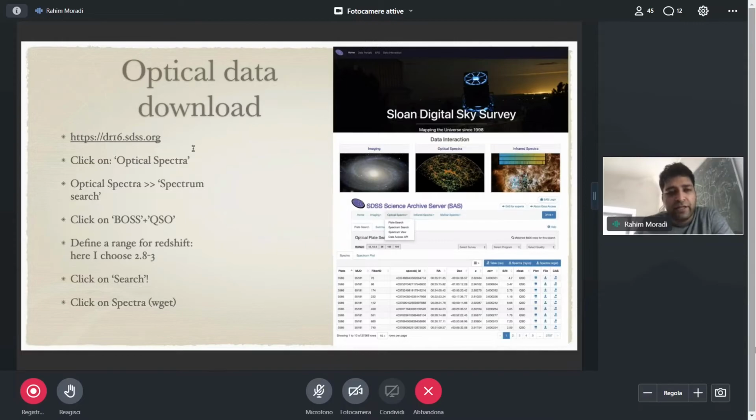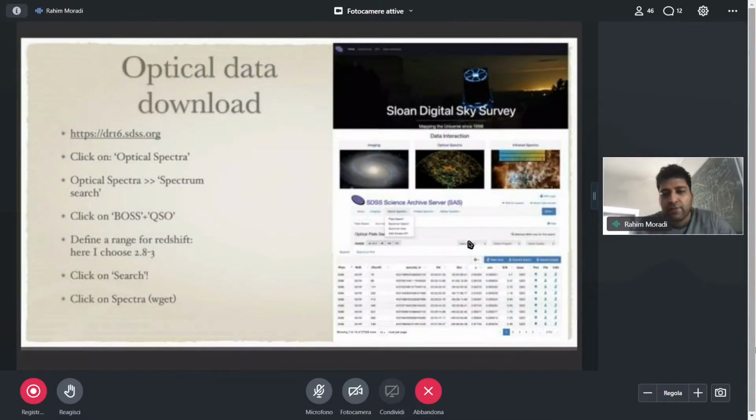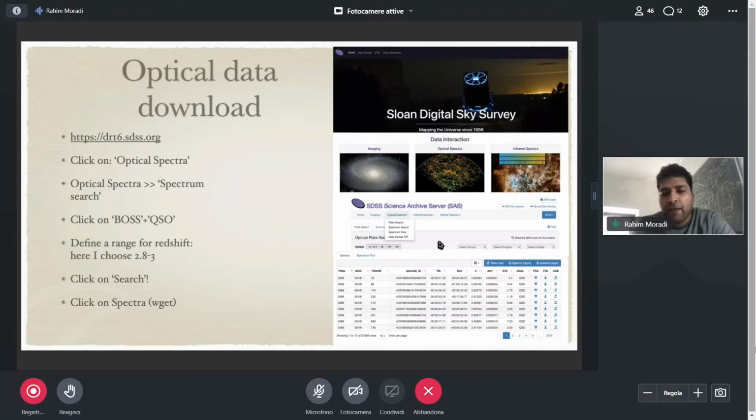How to download the data? First, we go to this website, and you would see this. There are many interfaces to do this, but to give you a hint, the dr16 sdss.org website opens such a page. Then there's optical spectra. When you click on it, there would be such a page, and in the optical spectra you would go to the spectrum search, and there you can choose redshift 2.8 to 3, and then it shows you all this information.